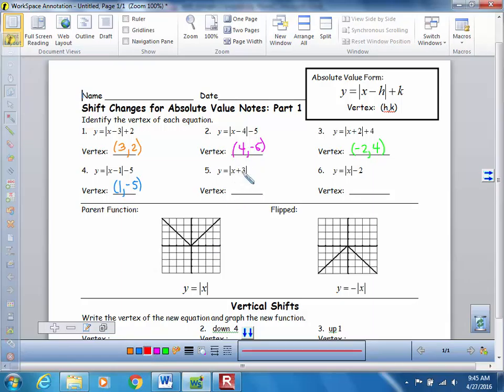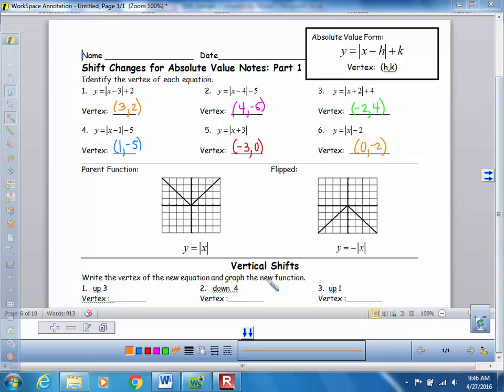Okay, and then this one's different. What is it missing here in number 5? A y. So what would that y be then? 0. Very good. And then here, it's missing what value? X. So x would be 0, y would be negative 2. Very good.